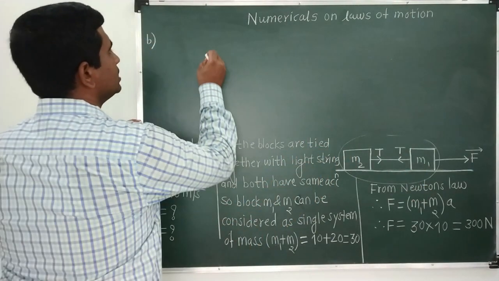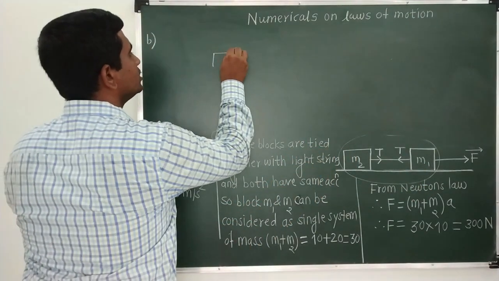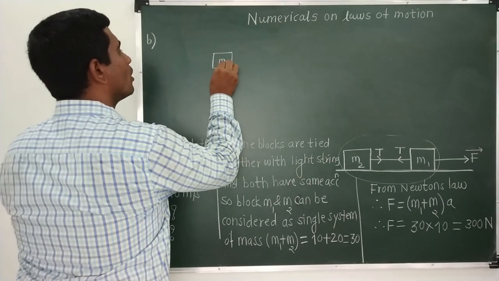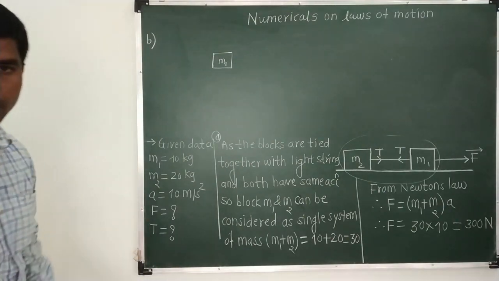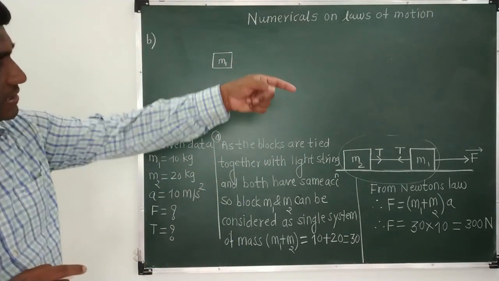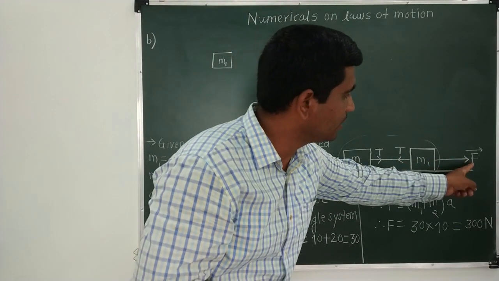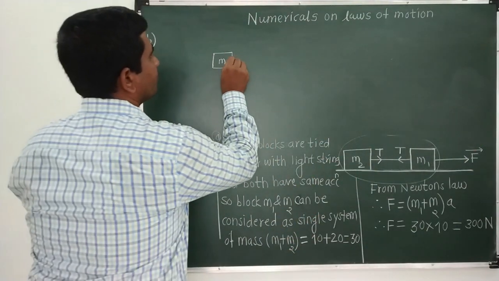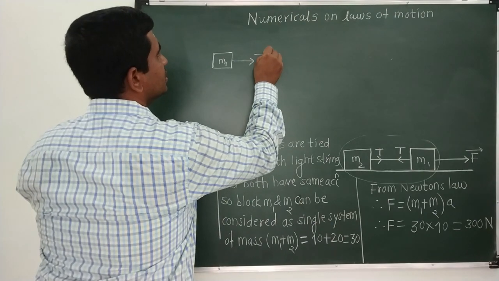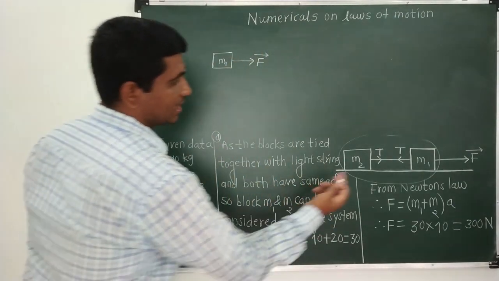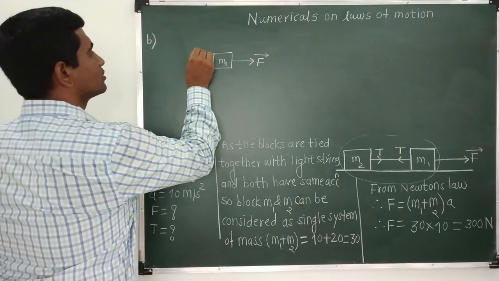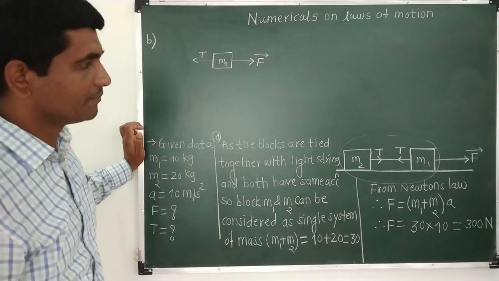Now just imagine this. Let us say this is a block whose mass is M1. On this side, a force which is acting on the block is F. So let us show the force in this direction like this, and in this direction it is the tension which is acting. So let us call this a tension T.